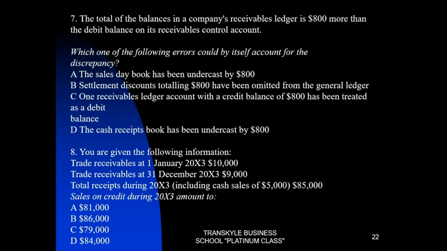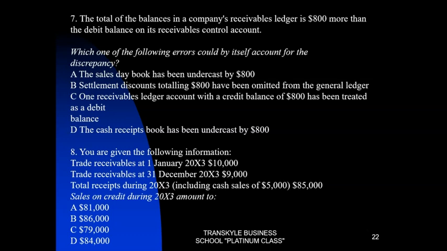The total of the balances in the accounts receivables ledger is $800 more than the debit balance on its receivables control account. Which one of the following errors could by itself account for the discrepancy?